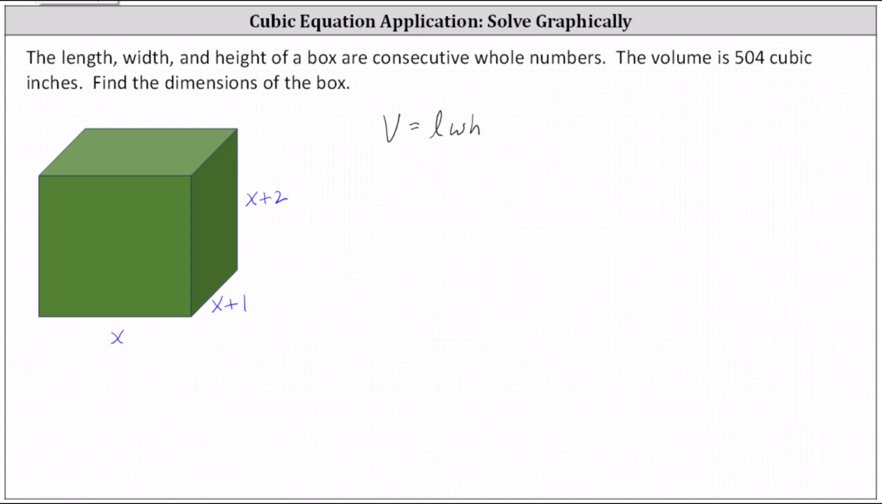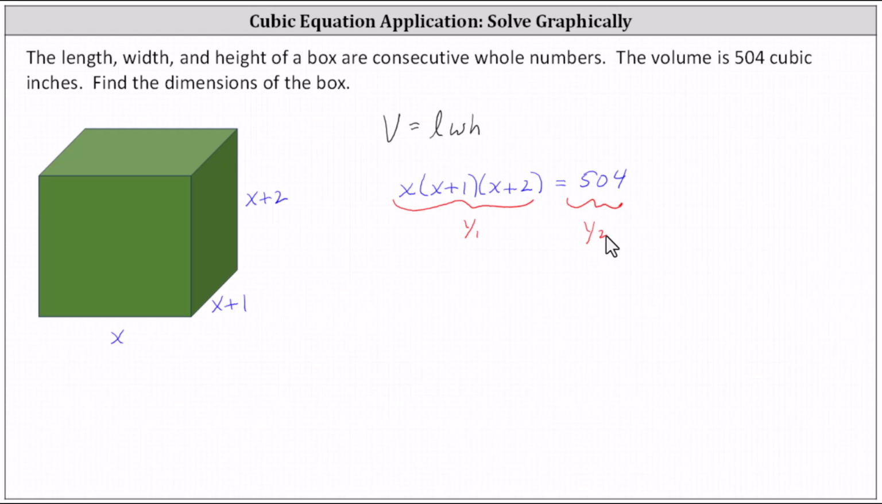But because we know the volume is 504 cubic inches, to answer the question, we need to solve the equation x times the quantity x plus 1 times the quantity x plus 2 equals 504. We're going to go ahead and solve this equation graphically, and I'm going to show two ways we can solve this. One way is to leave the equation in this form, and then graph y1 equals the left side of the equation, and graph y2 equals the right side of the equation, and then look for the x-coordinate of the point of intersection.